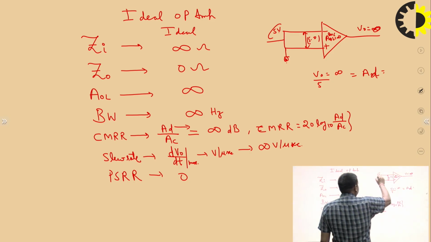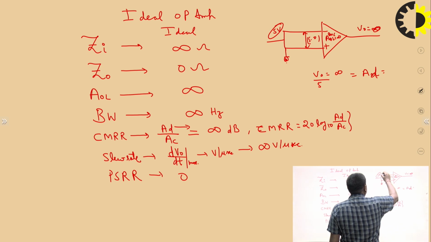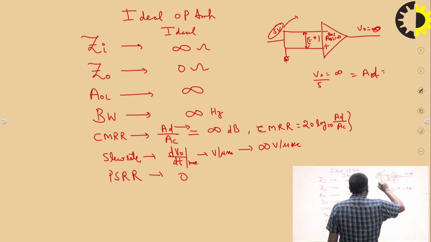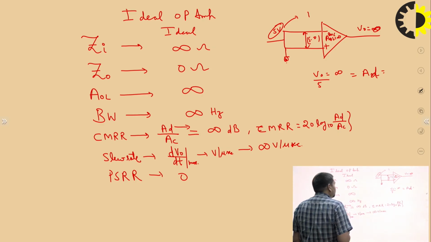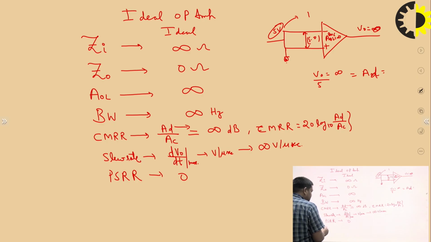So the difference between the switching voltage is to be in a very normalized range. That means 1 millivolt to the microvolt. But in the case of the ideal op-amp, the PSRR, power supply rejection ratio, should be 0. And this is the ideal op-amp characteristic.